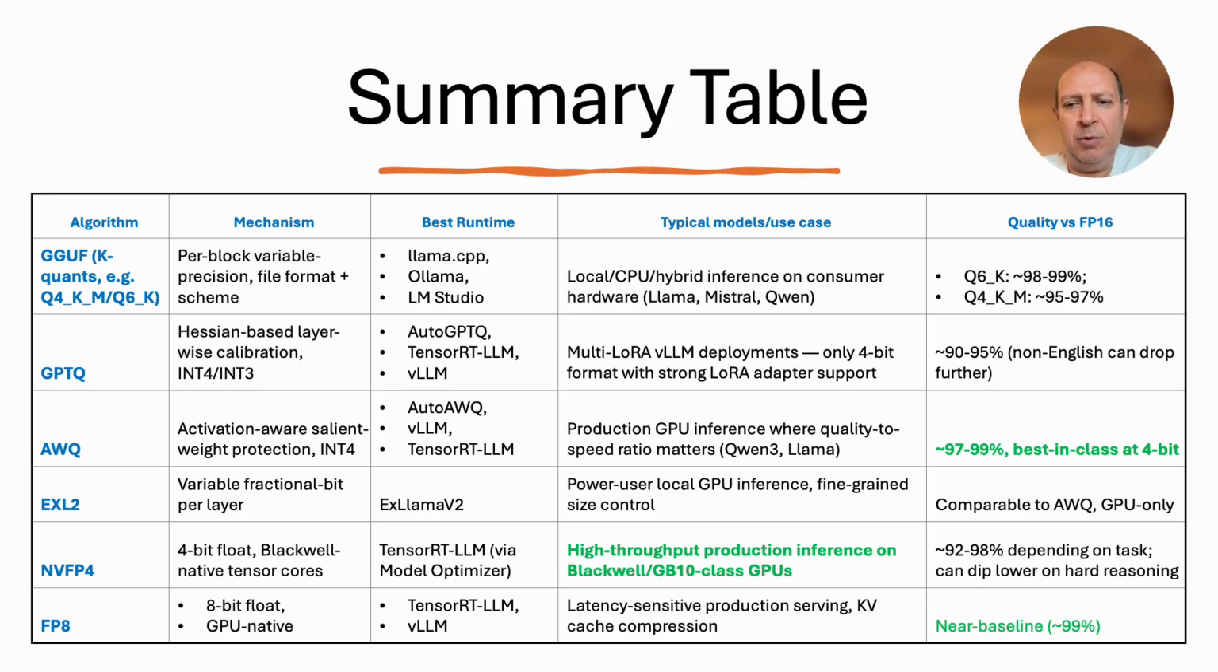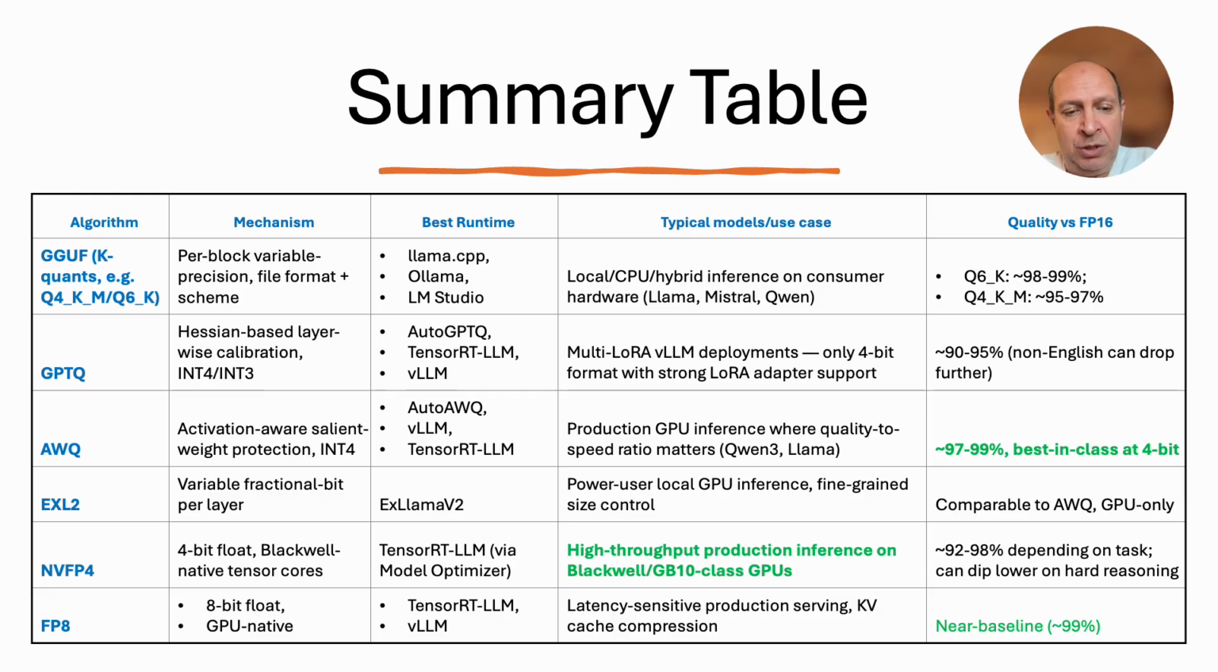Finally, here is a summary table capturing everything we discussed so far when it comes to the various quantization algorithms. I just want to focus on a couple of algorithms that stand out. Basically, AWQ, the activation-aware, salient weight protection with INT4, can run with AutoAWQ, vLLM, or TensorRT LLM. It achieves quality compared to floating point 16 of around 97 to 99%, and this is considered the best in class at 4-bit.